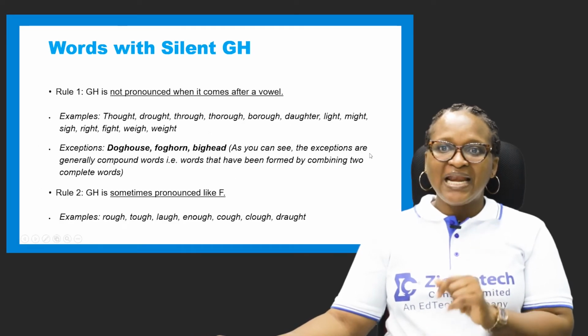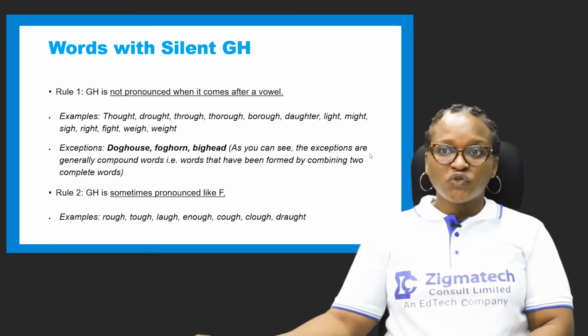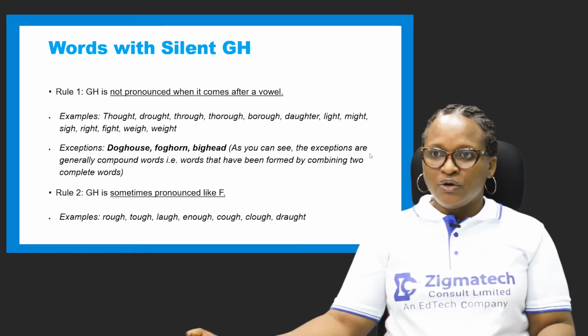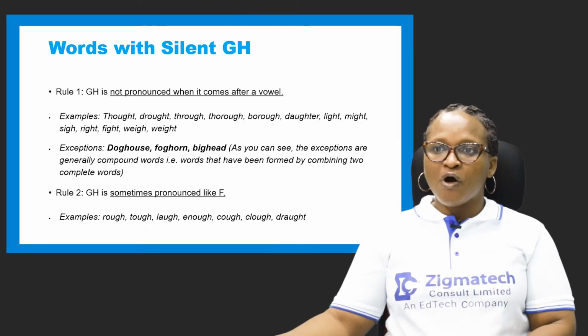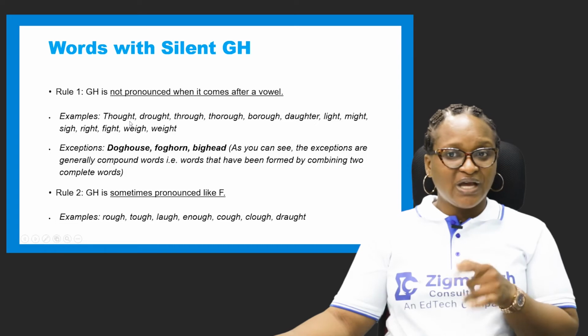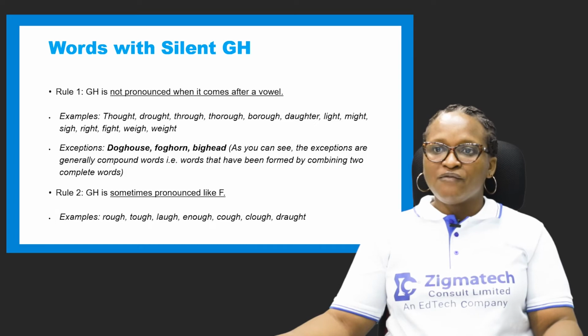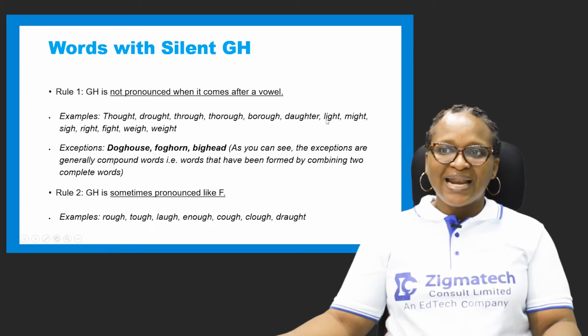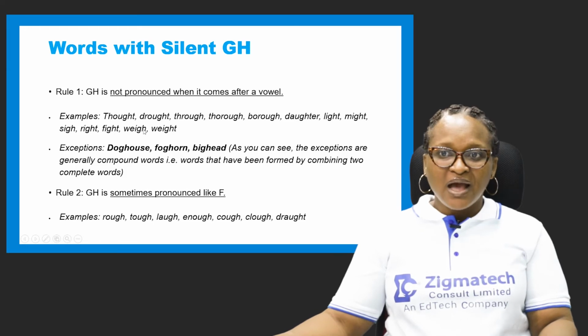We have words with silent GH. It says GH is not pronounced when it comes after a vowel. All right, remember our vowels: A, E, I, O, U. So once there is a vowel and you have GH after it, the GH is not pronounced. These are perfect examples, though we have exceptions. You have thoughts, droughts, through, thorough, borough, daughter, light, might, sight, right, fight, weigh, and weight.